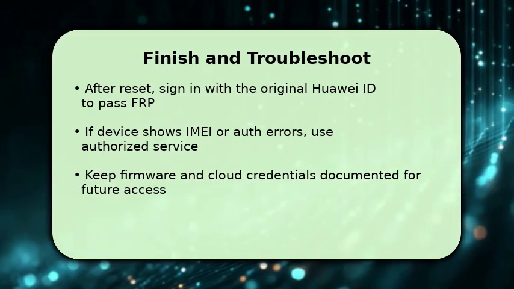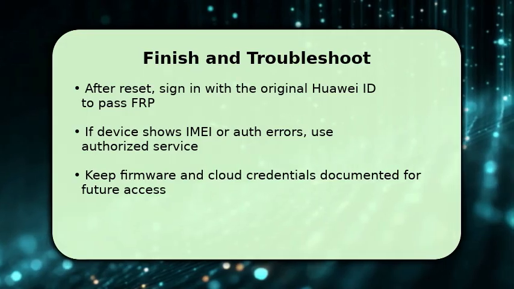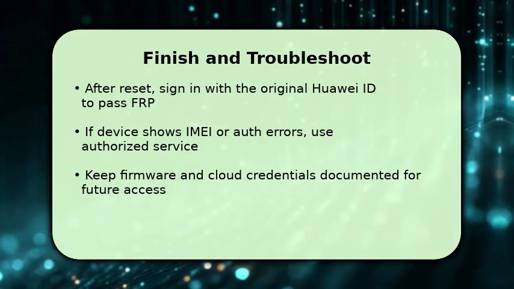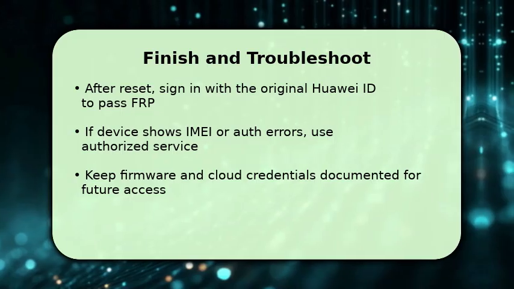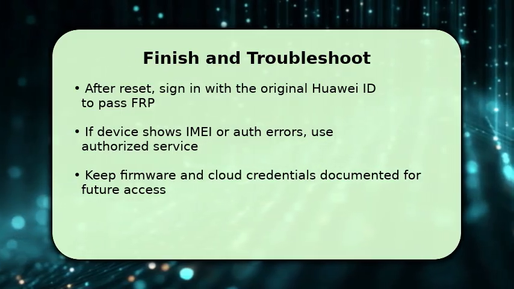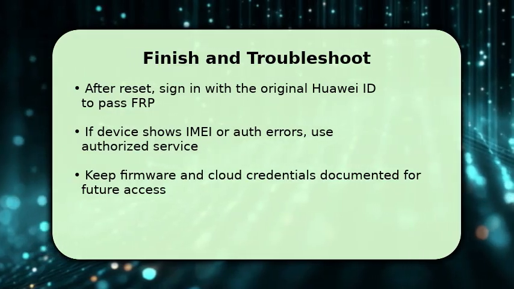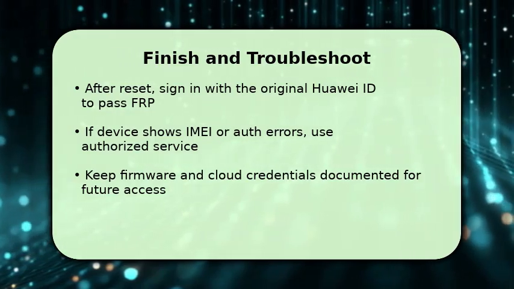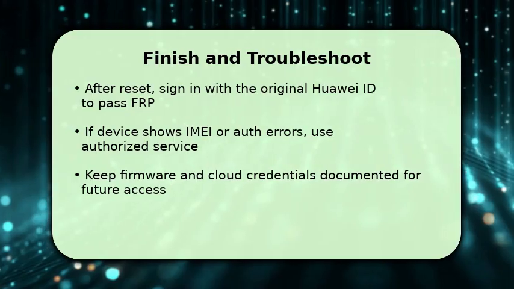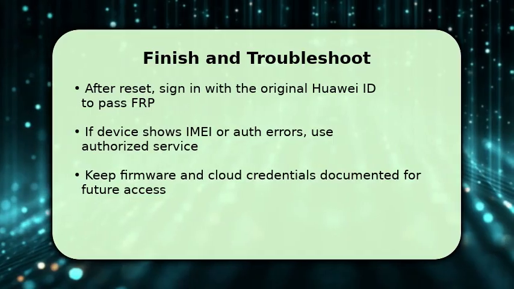After recovery or reset, reboot and sign in with the original Huawei ID to satisfy factory reset protection. This is why you confirmed account details. Make sure system updates complete so security and unlock flows work. If you encounter IMEI, authentication, or persistent lock errors, stop and contact Huawei support or an authorized service center. Hardware level or carrier blocks require official tools.